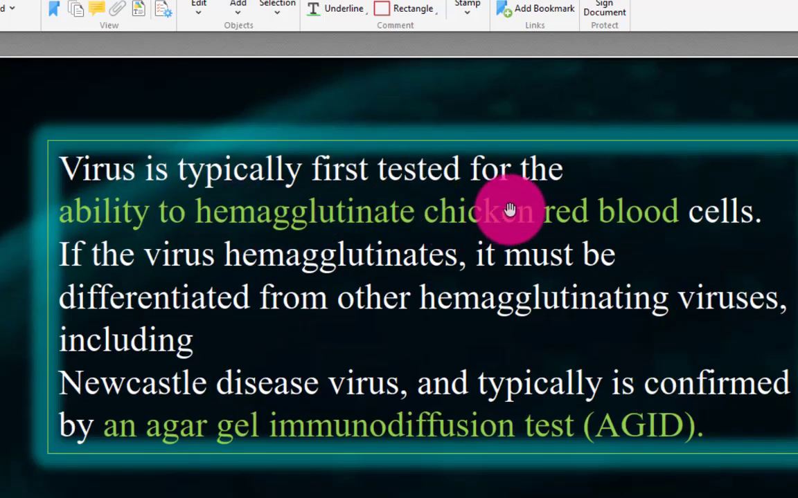Virus is typically first tested for ability to hemagglutinate chicken red blood cells. If the virus hemagglutinates, it must be differentiated from other hemagglutinating viruses, including Newcastle disease virus, and typically is confirmed by an agar-gel immunodiffusion test.